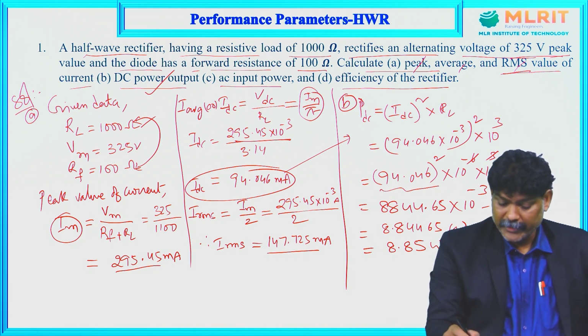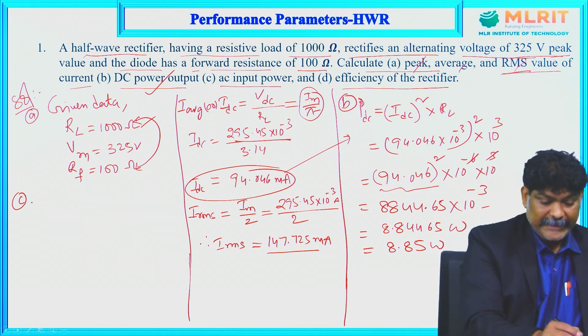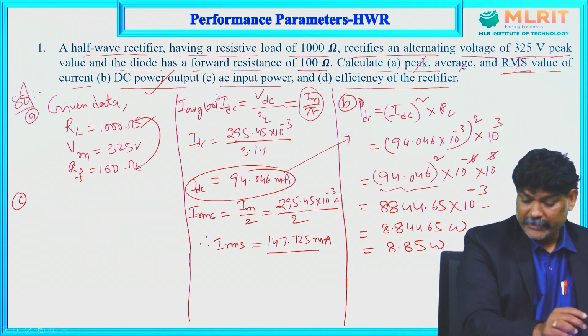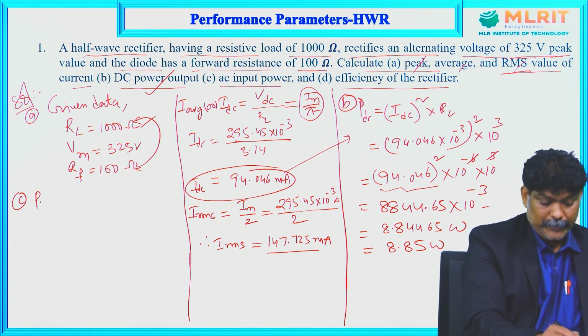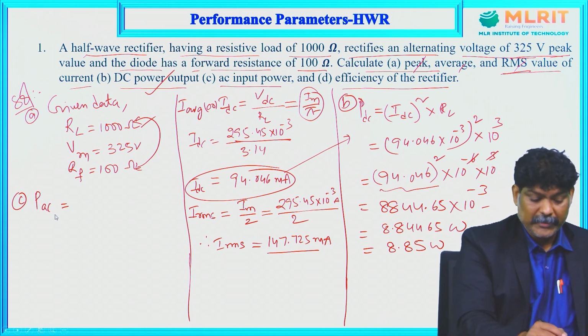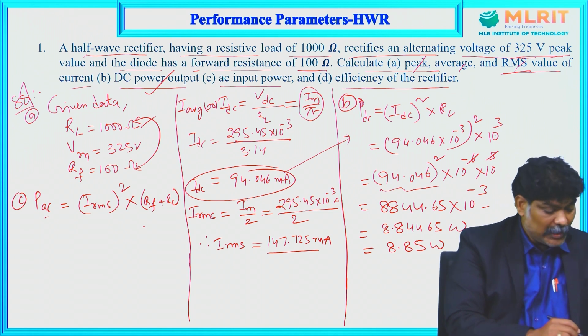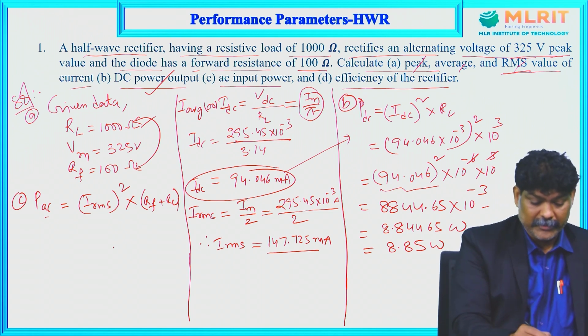So I can write here C bit. C bit, what we have to calculate? DC power, AC input power, that is PAC. So PAC can be calculated using the same formula, I square RL. So that is here IRMS square into, because it is AC, we have to consider the forward resistance of the diode also. So RF plus RL we have to consider.